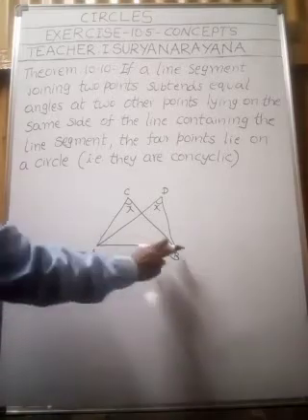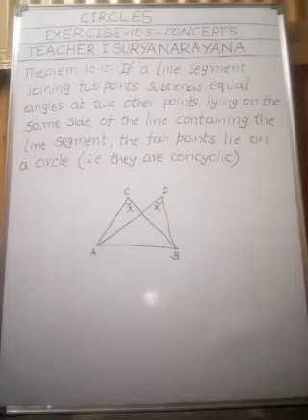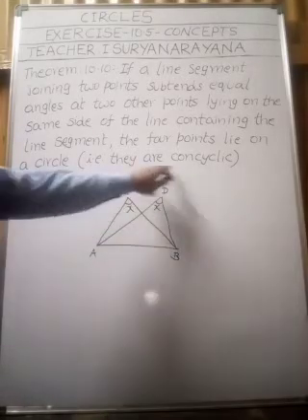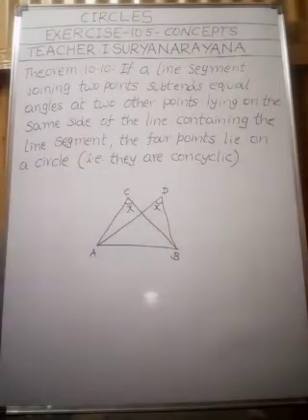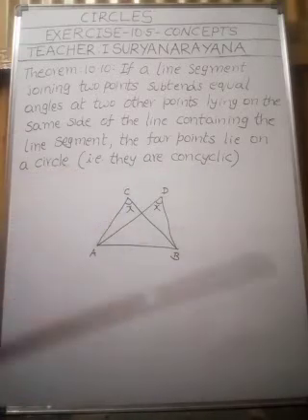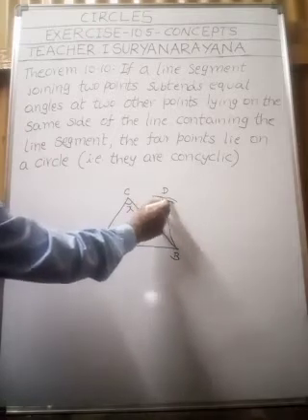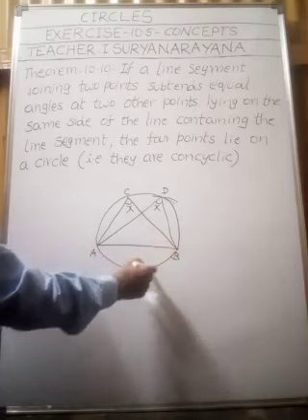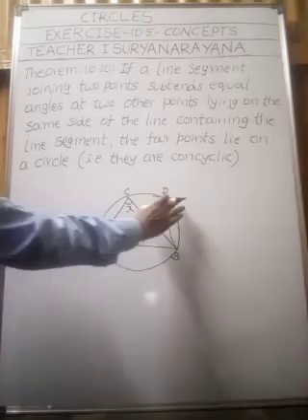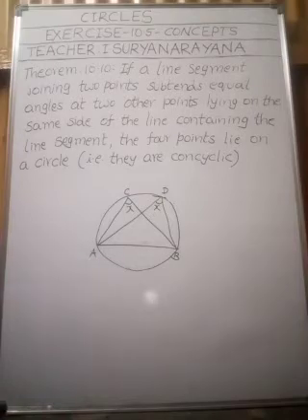Then these 4 points lie on the same circle, which means the 4 points are said to be concyclic. What are these points called, my children? Concyclic. The 4 points lie on a circle, so we can draw a circle passing through these 4 points like this. Understood this point, my children? Is it clear? Right.